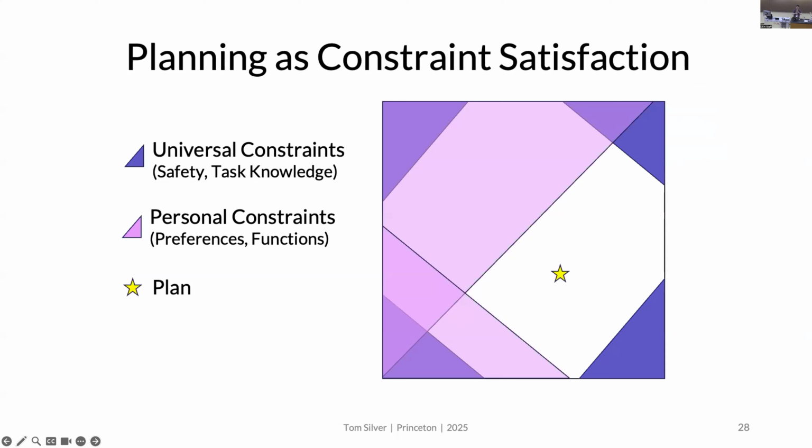So once we have these constraints, we have these universal constraints that apply to everyone, and we have these personal constraints that we're going to learn for each user, we're left with this space of plans that sort of satisfy both. And we can do some kind of constraint satisfaction solving where there's many different options here, and we take inspiration from task and motion planning when we're doing this to try to find a plan that satisfies all these constraints.